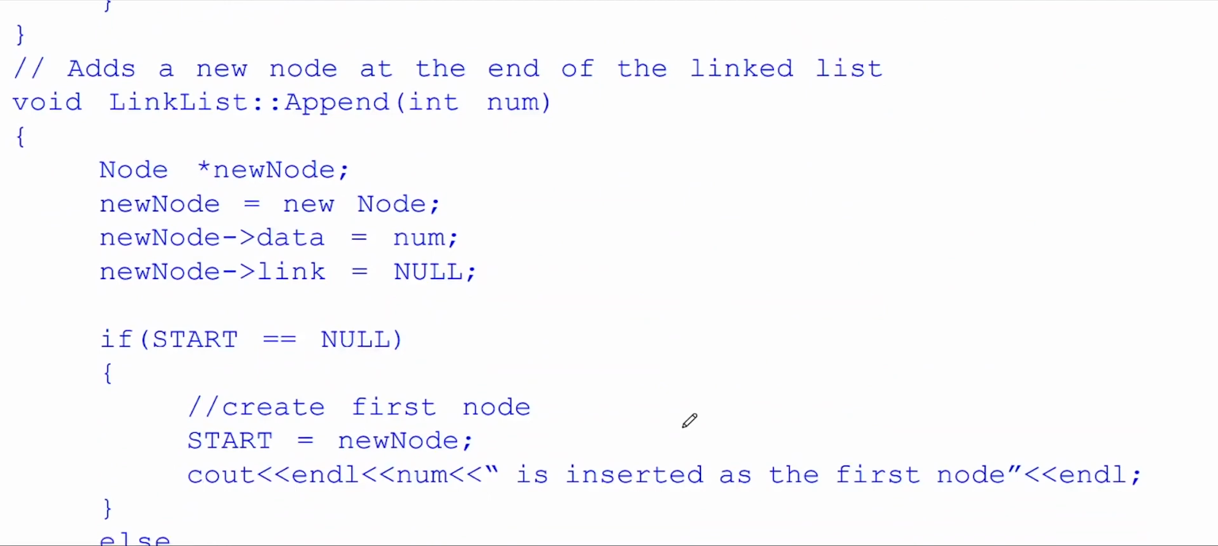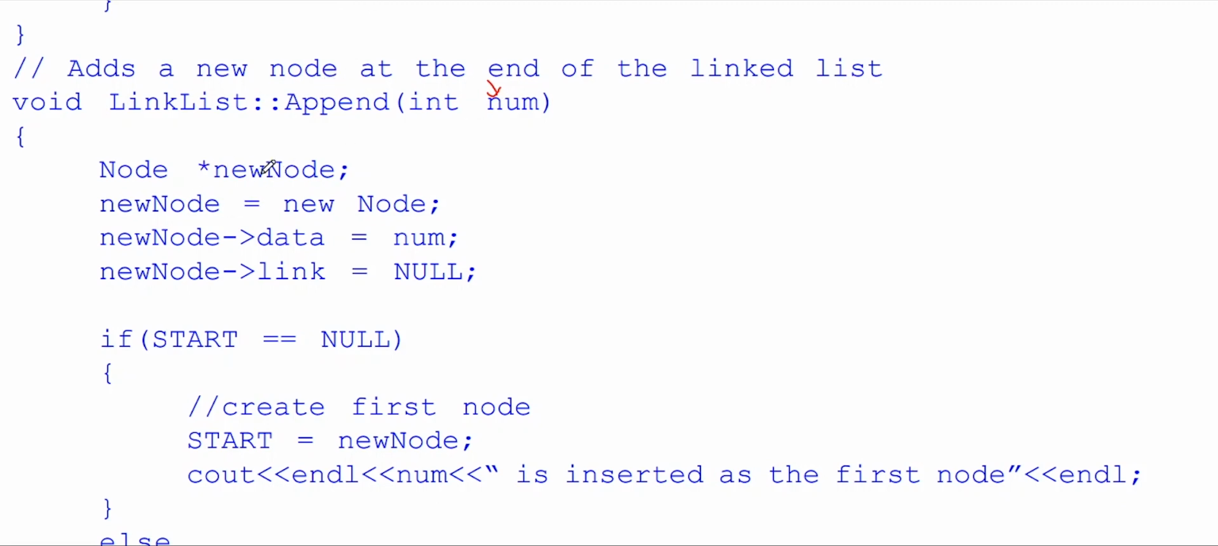So now let us learn how to insert an element into the linked list. How do you add a node into the linked list? This function append accepts an argument, which is where we are going to insert an element. So we use num. Whenever this function append is called, you have to supply some value.